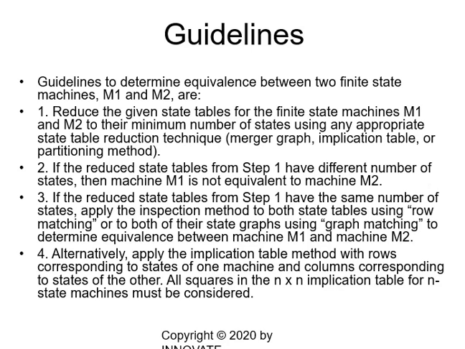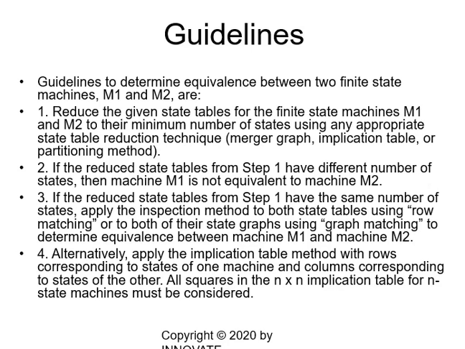Guidelines. Guidelines to determine equivalence between 2 finite state machines M1 and M2 are: 1. Reduce the given state tables for the finite state machines M1 and M2 to their minimum number of states using any appropriate state table reduction techniques such as merger graph, implication table, or partitioning method, or even the inspection method that we talked about. 2. If the reduced state tables from step 1 have different numbers of states, then machine M1 is not equivalent to machine M2.